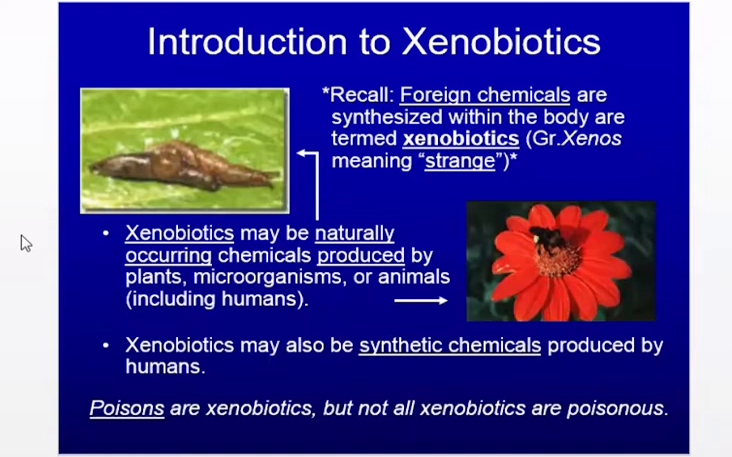So these poisons actually, if you recall what we mentioned earlier on, xenobiotics, meaning these are substances that are foreign substances within the body. They are strange, if you like. And these xenobiotics may be naturally occurring or chemicals produced by plants, microorganisms, or animals, including humans themselves. Xenobiotics can pose a danger to humans and may also be synthetic chemicals produced by humans. So poisons naturally are xenobiotics, but not all xenobiotics are poisons, meaning that not all of them are foreign to the human body. Okay, but some of them are.